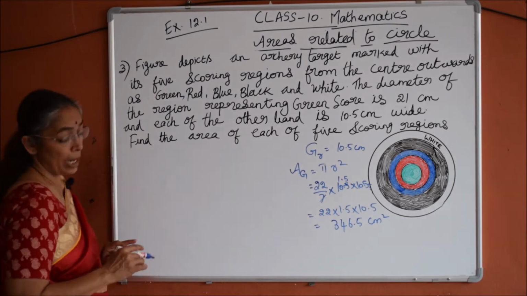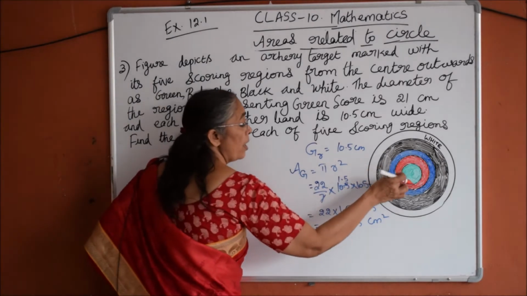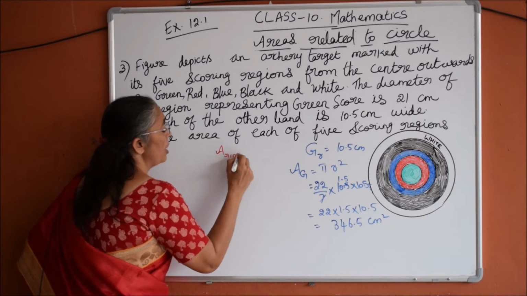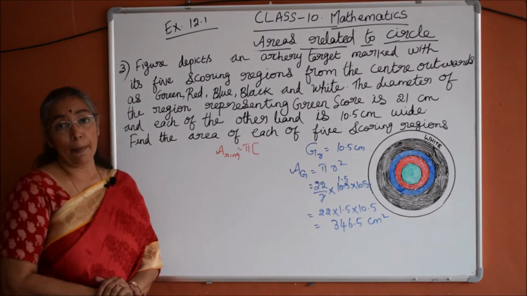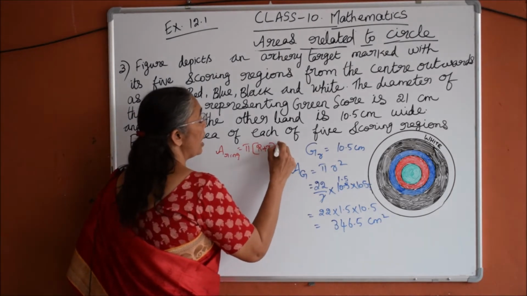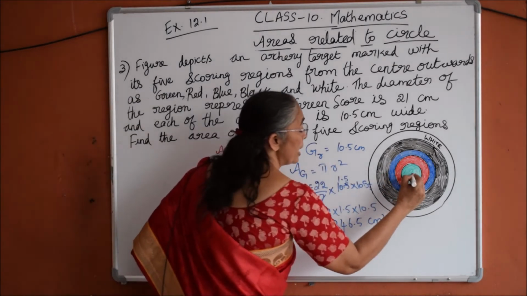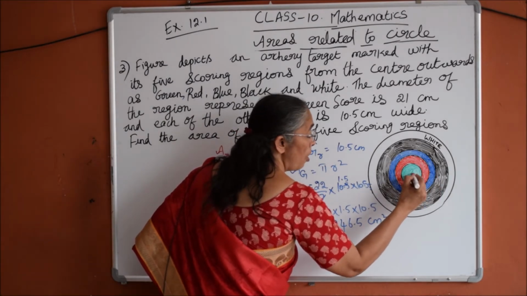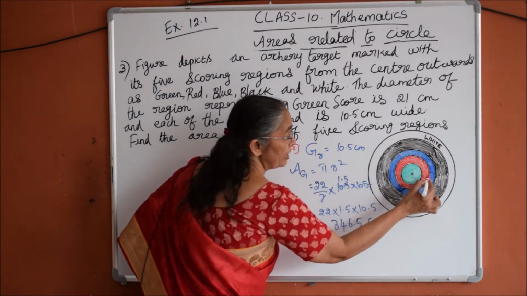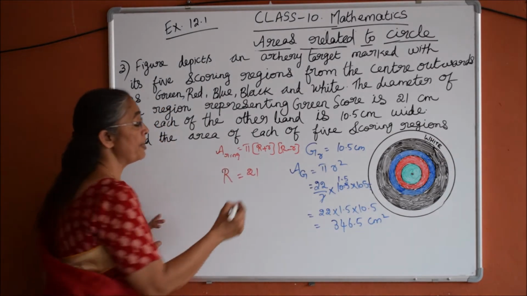Now, let us come to the area of the red region. What is the red region? It is nothing but the area of a ring. Area of ring formula: pi capital R square minus small r square, which we can write as pi of capital R plus r into capital R minus r. Capital R is the big radius from the center to this end. Small r is the inner radius, 10.5, and the width is 10.5. So, capital R is 10.5 plus 10.5, 21 centimeters.